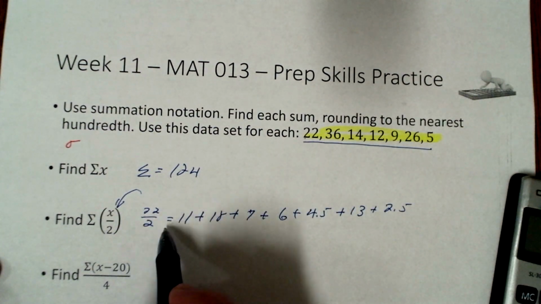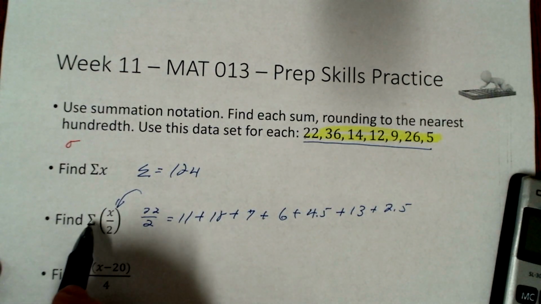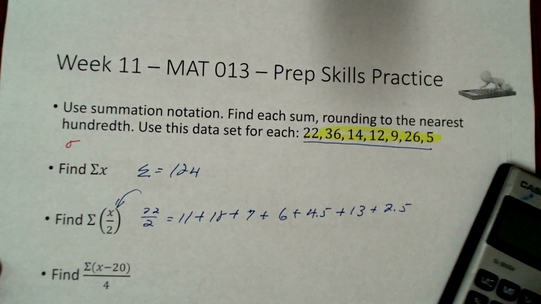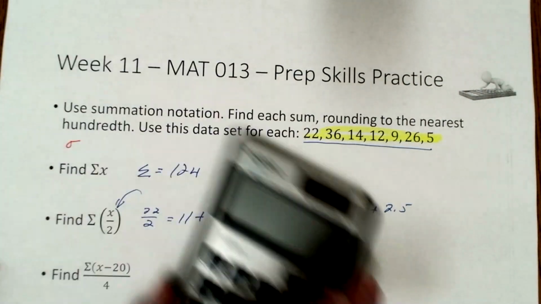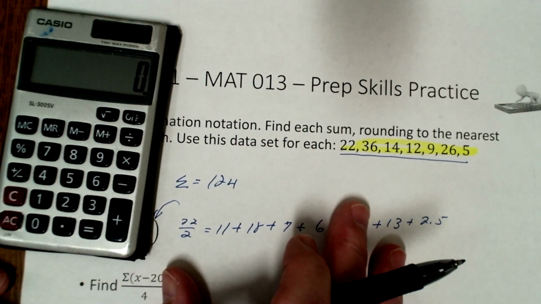We're going to divide each in half. We're going to find the average of each number, if you will. That's another way of saying it. And then we're going to sum all of those answers. So let's do that here. Let me get it so we can all see the calculator.